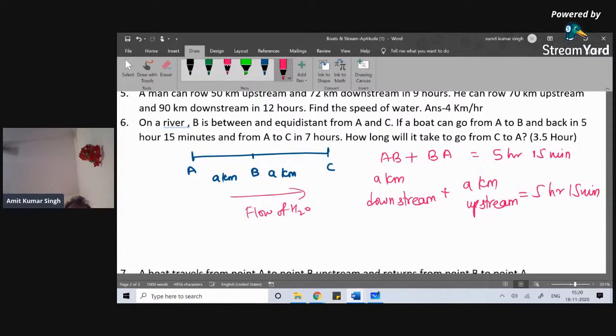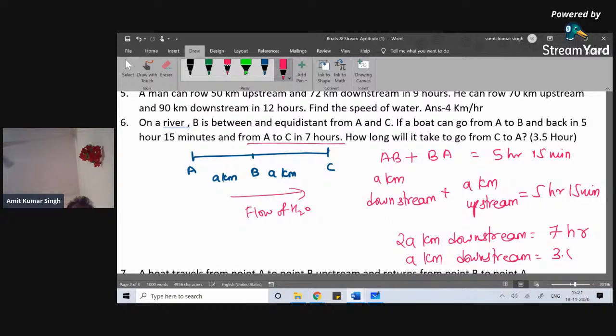Then it moved from A to C in 7 hours. Means a boat moved 2a kilometer downstream in 7 hours. So the boat will move a kilometer downstream in 3.5 hours.